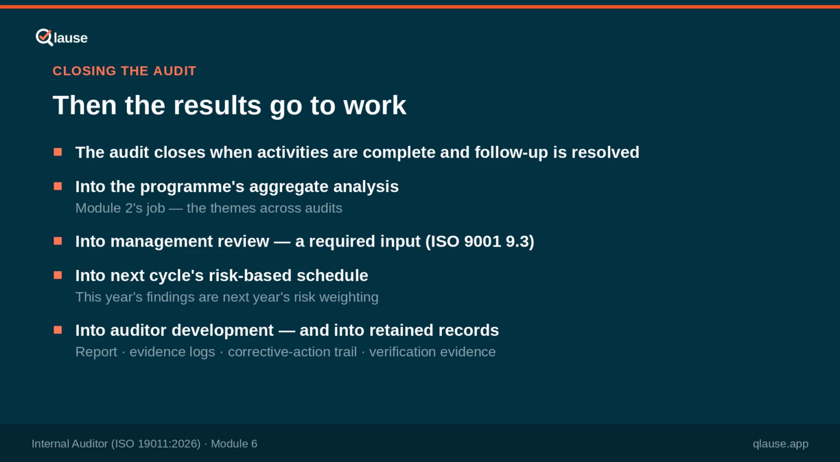Closing the audit. The audit closes when the planned activities are complete and any required follow-up is resolved. And then, the results go to work: into the program's aggregate analysis, Module 2's job, spotting the themes across audits; into management review, where audit results are a required input under 9.3; into next cycle's risk-based schedule, because this year's findings are next year's risk weighting; and into auditor development, because every audit teaches the program something about its own methods.